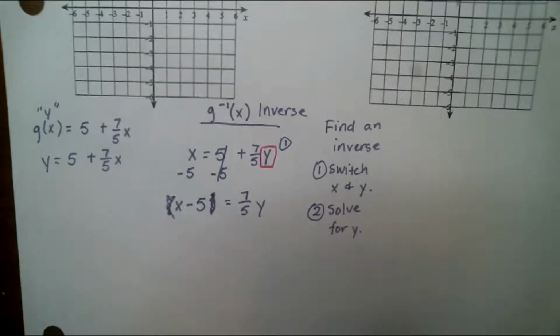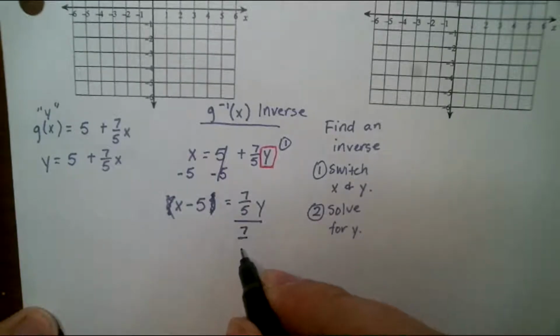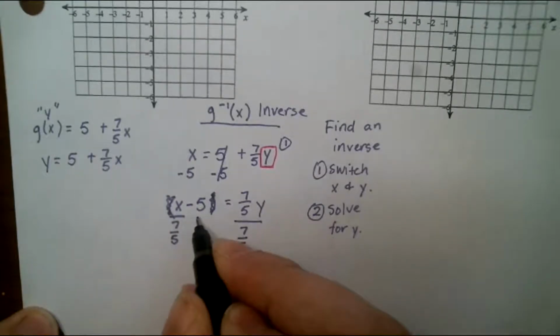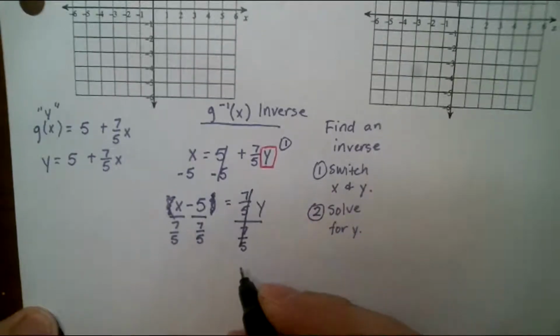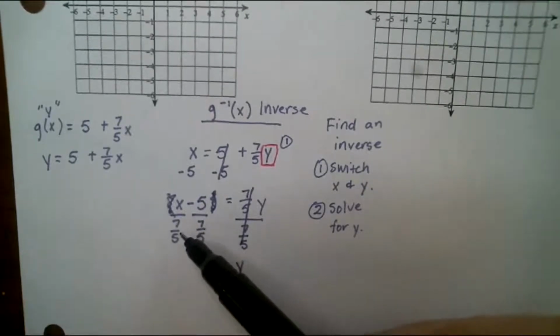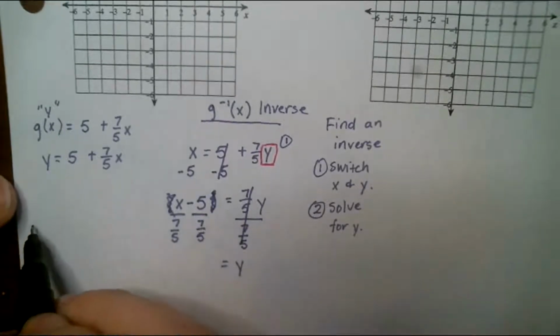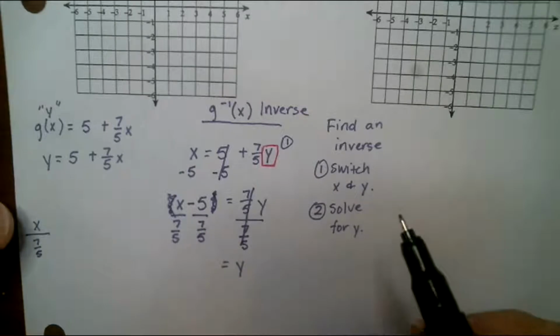All right. Now from there, I would divide both sides by 7/5 in order to isolate y. So that cancels there, and I'm left with y is equal to. Now, some of you guys can do this stuff in your head. You can do some mental math right here. And the more we do this, the better you're going to get at it. But let's just take it to the side right now and say x over 7/5.